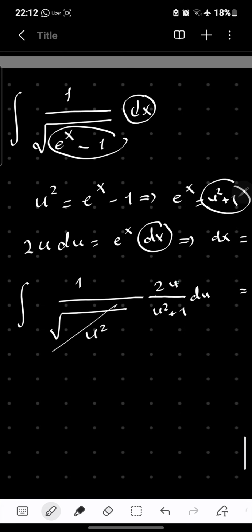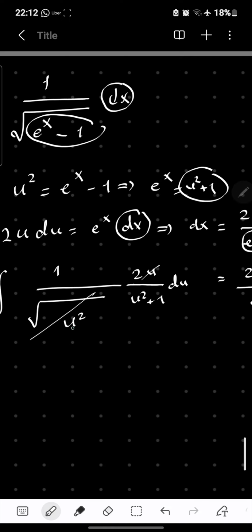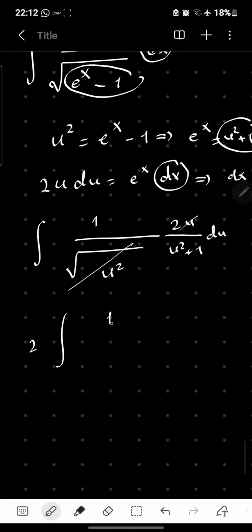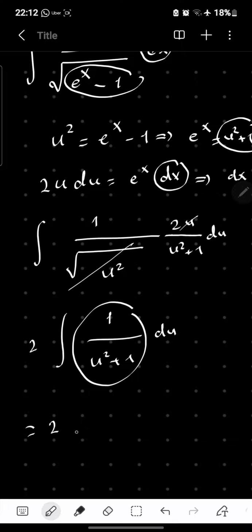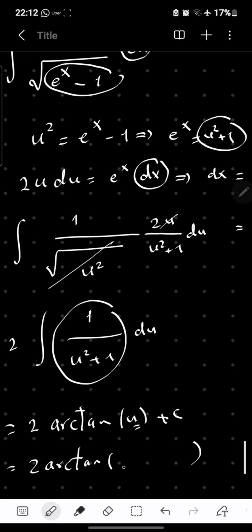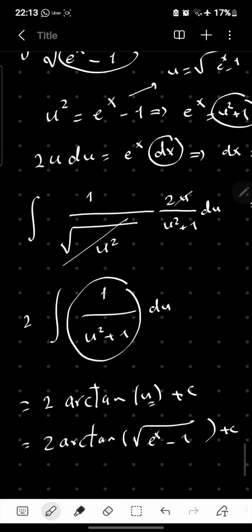Now this can cancel this because it is u squared, and under the square root it will be u. We can cancel u with u, so we have 2 out there and we have 1 over u squared plus 1 du. Remember this very well, it's arctan. So 2 arctangent u, sorry, plus c. Now we can write it in terms of x. It will be 2 arctan square root e power x minus 1 plus c. From here you get u equal to square root e power x minus 1.